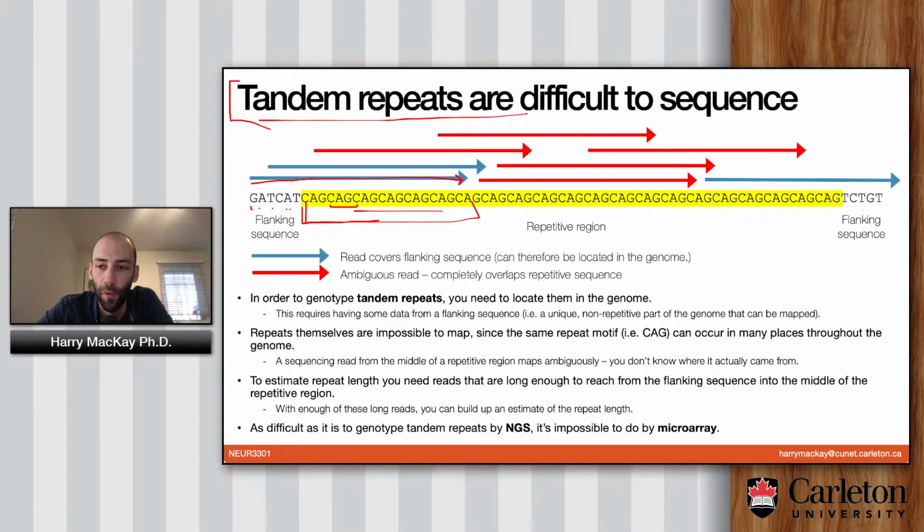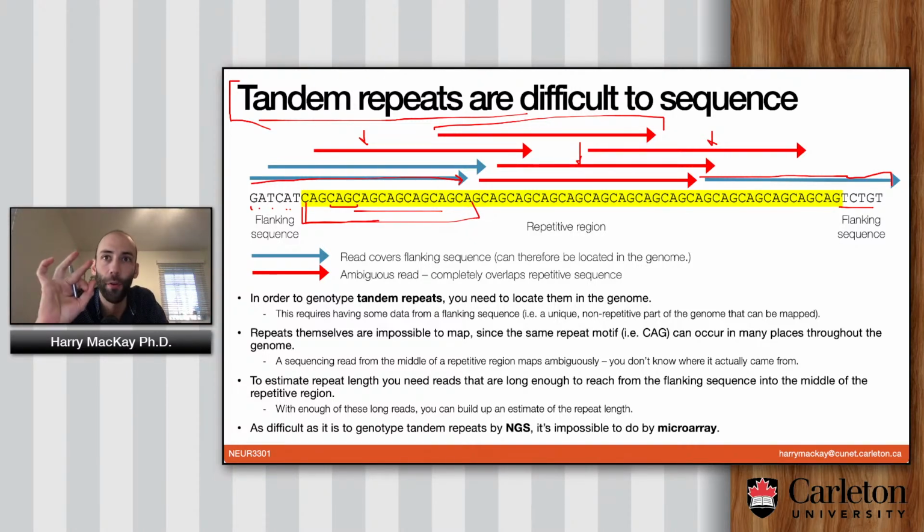The same would be true for this sequence. It covers some of the flanking sequence, so you know where it's located in the genome, because this flanking sequence would be unique. And then it hangs over into the repetitive area, so for a certain amount, you can cover the repetitive area. But any of these red arrows are impossible to place, because this red read could have come from here, or it could have come from here, or here, or here. You have no idea how to place them because they're in the middle of a repetitive area. So they can't be mapped back to the genome, because you don't have a specific enough location for them to be mapped to.